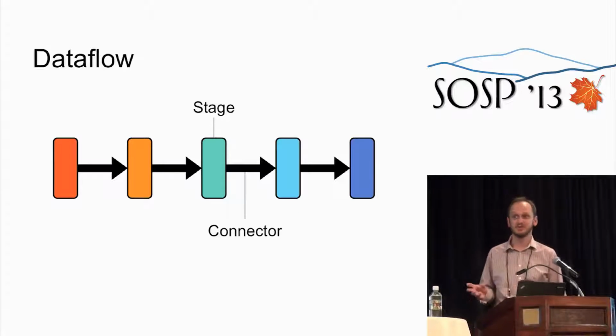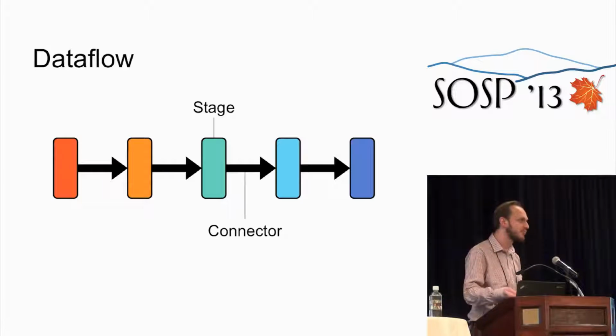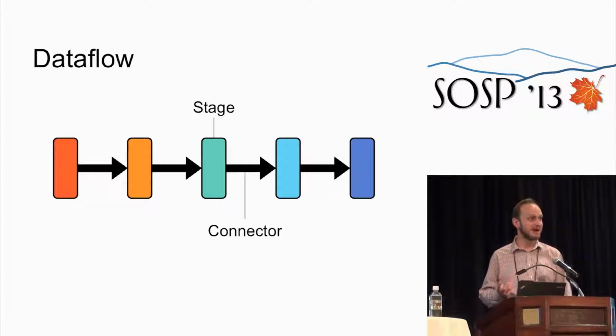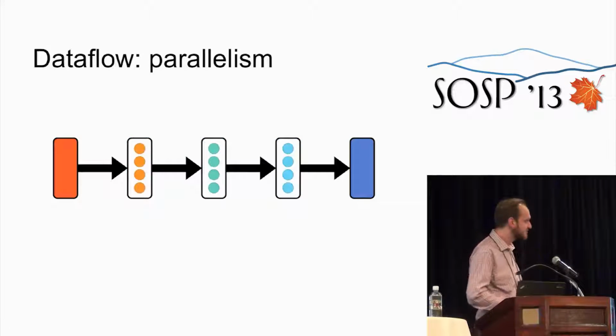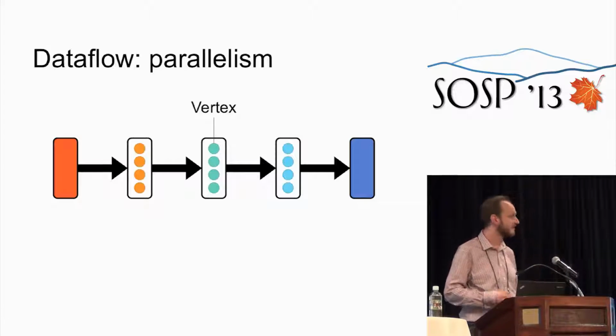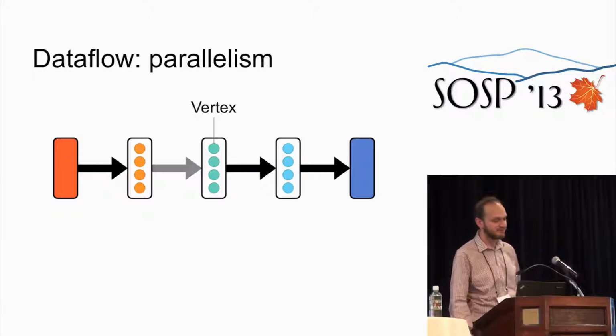And the reason data flow is so popular, in one form or another, it's the basis of MapReduce, Naiad, Spark, Dandelion, several other systems, is because it's easy to parallelize. Each stage can have a data parallel implementation in terms of physical vertices that work on independent chunks of data. And these are just sequential pieces of code that can be running on any machine in the cluster. The connectors are what take care of moving the data around.